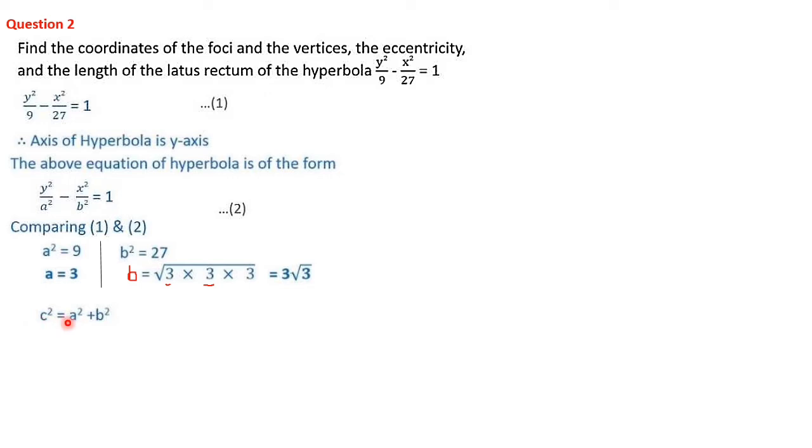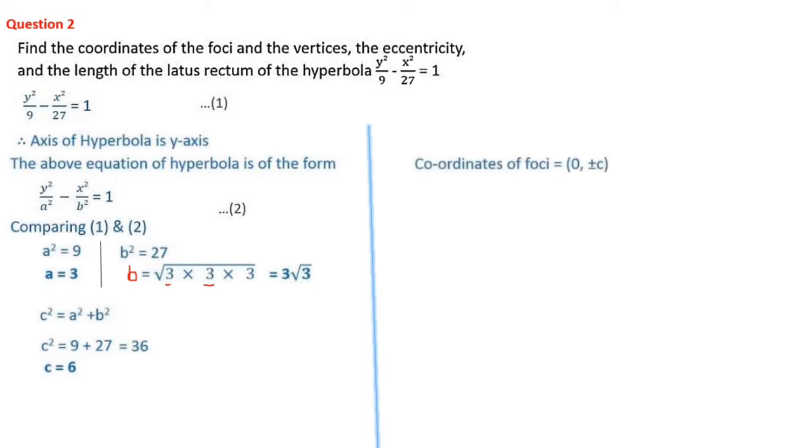Then c square is equal to a square plus b square, because we have got a and b. Now we can go with calculation of c. So c square equal to a square plus b square. C square equal to a square, that is 3 square is 9, plus b square is 27. 9 plus 27, that is 36. Then c is equal to root 36, that is equal to 6. So a, b and c we have now. We can write the rest of the answers.